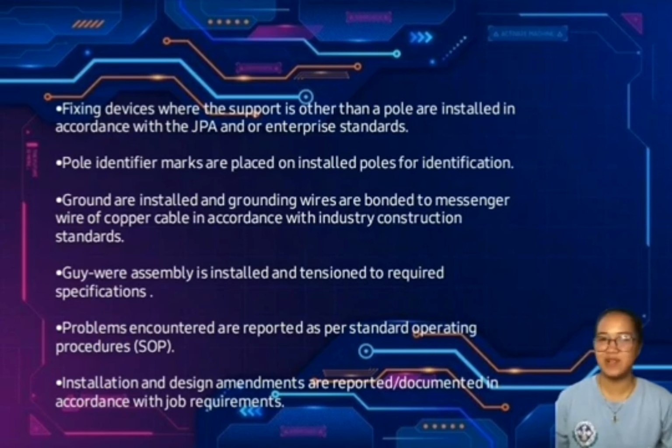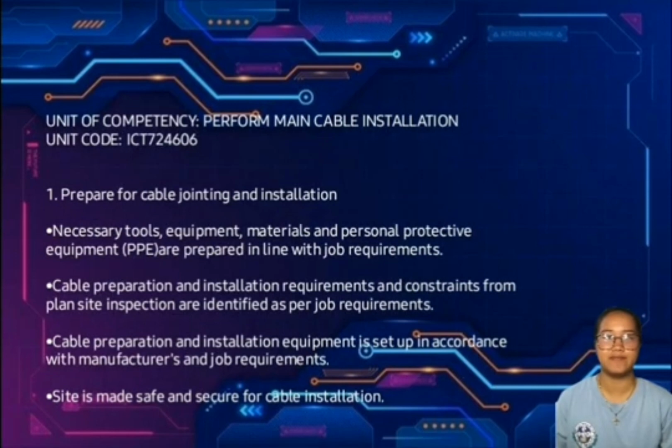Grounds are installed and grounding wires are bonded to messenger wire of copper cable in accordance with industry construction standards. Guy wire assembly is installed and tensioned to required specifications. Problems encountered are reported as per standard operating procedures or SOP. Installation and design amendments are reported or documented in accordance with job requirements.